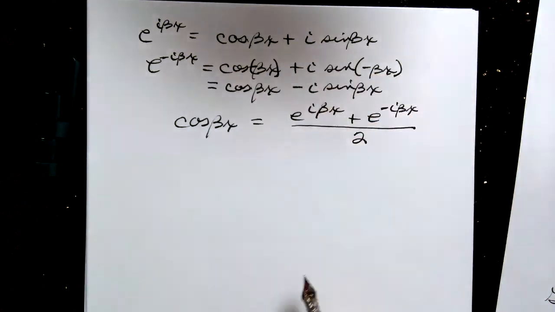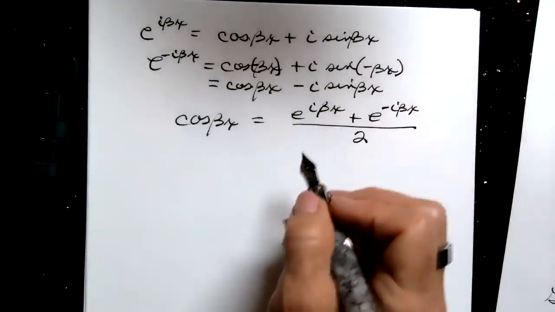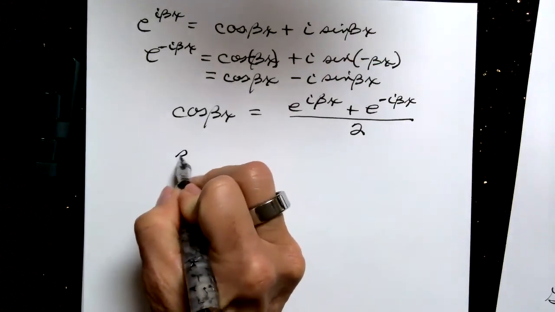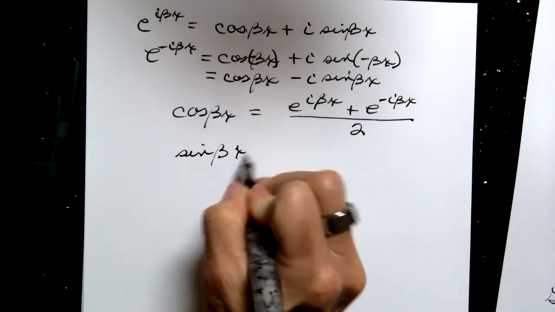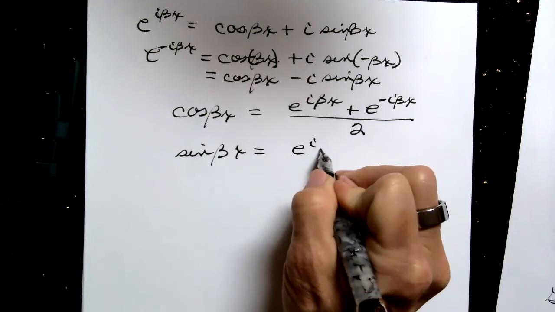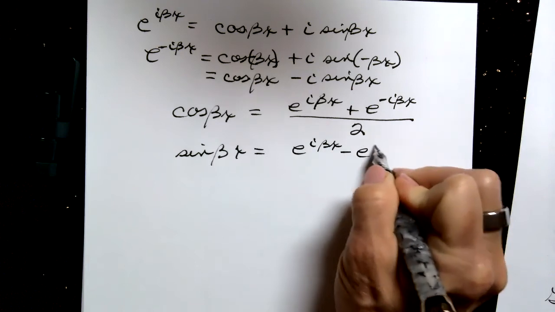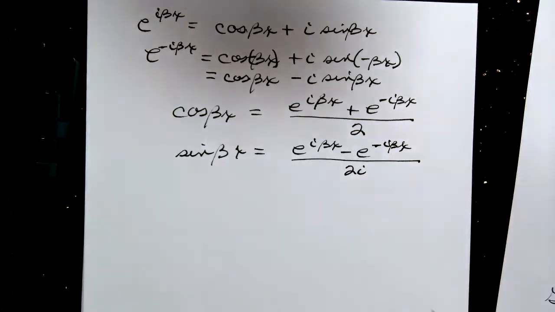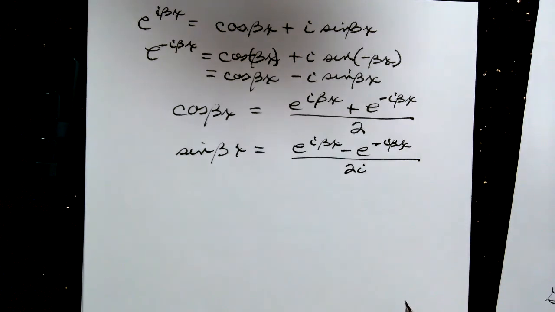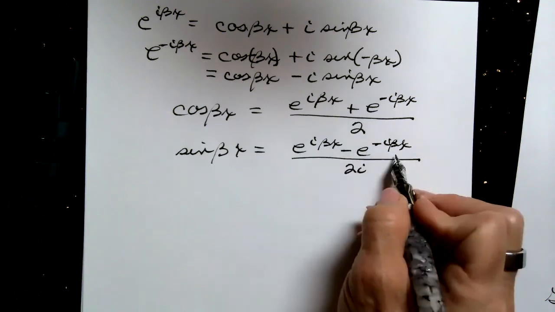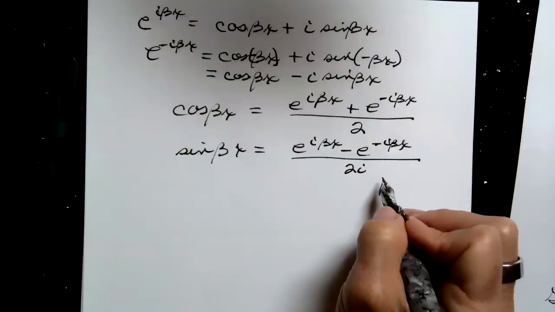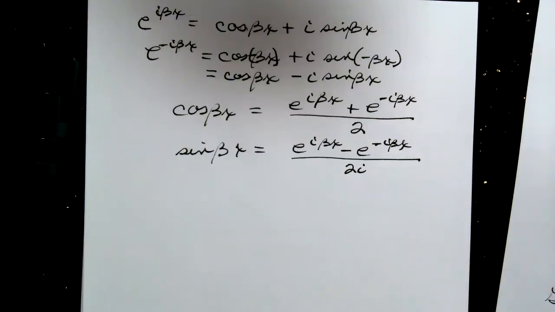Now by playing the same game with sine, subtract the second equation from the first and divide by 2i, and you will get sine beta x is e to the i beta x minus e to the minus i beta x divided by 2i. So you can also write sine as a linear combination of these two complex exponentials, but you have to allow for complex numbers. That's okay. We're fine with allowing for complex numbers. There's no problem with that.